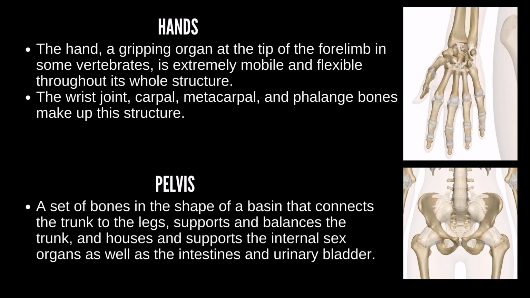Next is the pelvis. The pelvis is a set of bones in the shape of a basin that connects the trunk to the legs, supports and balances the trunk, and houses and supports the internal sex organs, as well as the intestines and urinary bladder. The pelvis is located at the lower part of the torso. It is situated halfway between the legs and the abdomen.